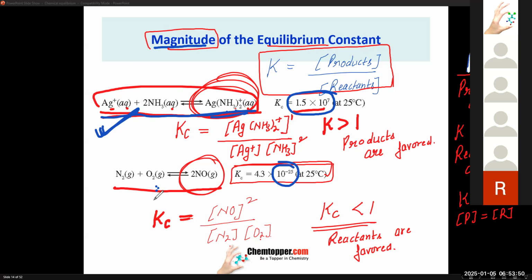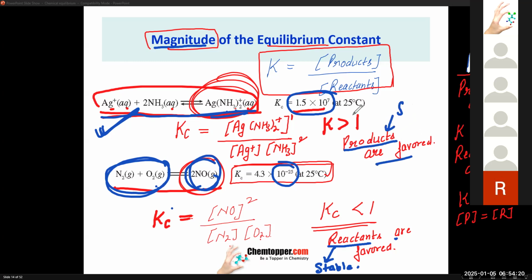Can you tell me which one is more stable here, the product or the reactant? Always remember, the equilibrium state is the most stable form of the system. If reactants are favored, then reactants are stable. That's why they are favored. If products are favored, then products are stable. This product, the silver amine complex, is very stable. So you're understanding the meaning of magnitude of equilibrium constant?